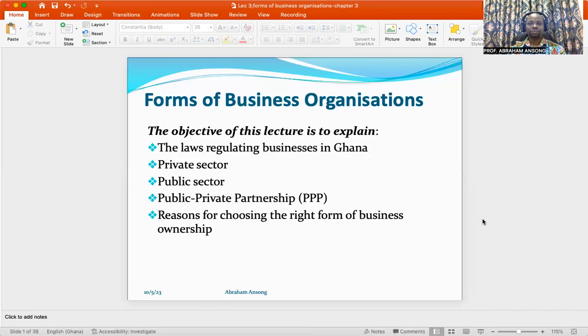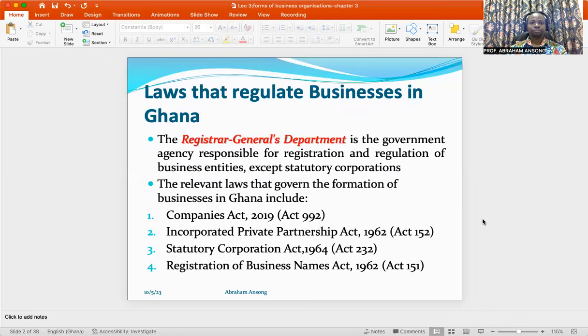Why do you have to be careful in choosing one form of business over the other? So first and foremost, we have to know that whichever form that we pick and in whichever sector that we choose to operate from, there are laws, there are regulations that govern these forms of businesses and the sectors that we may choose to operate in.